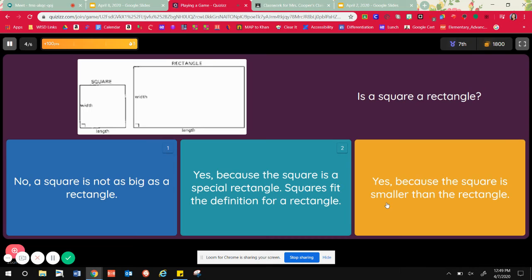Yes, because the square is smaller than the rectangle. Well, this has nothing to do with the size, because I could have a giant square, like the tile on my floor, but the rectangle, like a Hershey bar, would be smaller. So that doesn't even make sense. So yes, because the square is a special rectangle and the square fits the definition of a rectangle.